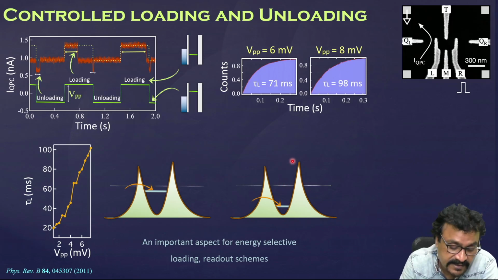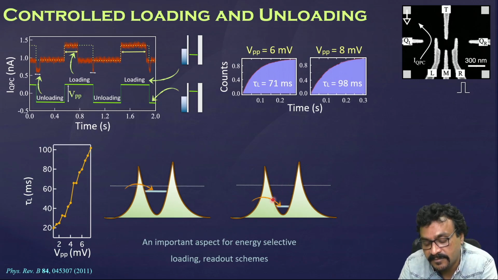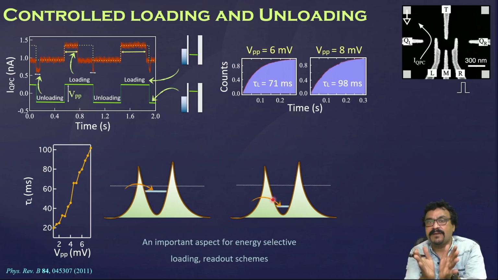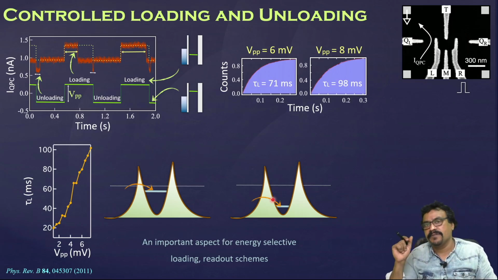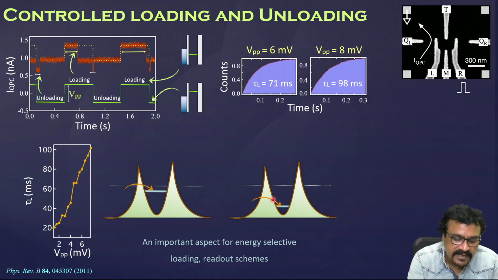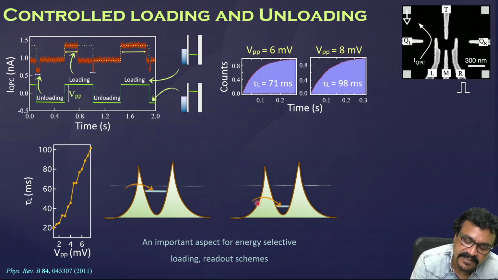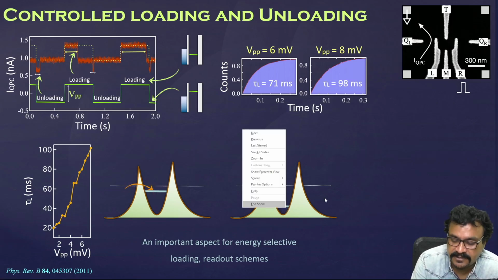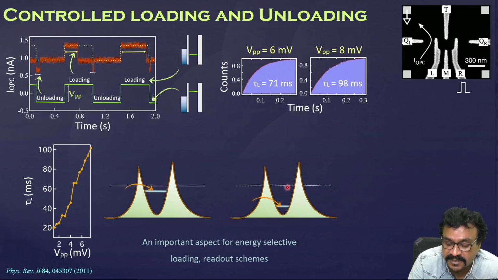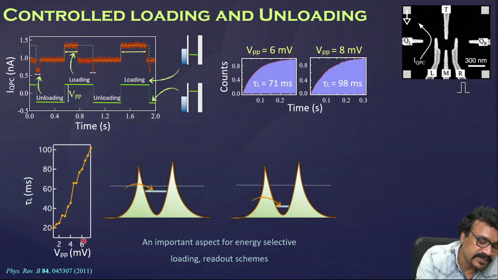So, what happens is when the level is close to the Fermi level, at that time the tunnel barrier is thinner, whereas when the level is further, the tunnel barrier is thicker, because the shape of the well is a parabola. So, the lower part of the parabola will see a thicker tunnel barrier compared to the higher part of the parabola. Sorry, here the electron will take less time to load, whereas here the electron will take more time to load. And when we plot the loading time as a function of the amplitude, you can see that there is a huge enhancement in the time as a function of the amplitude.